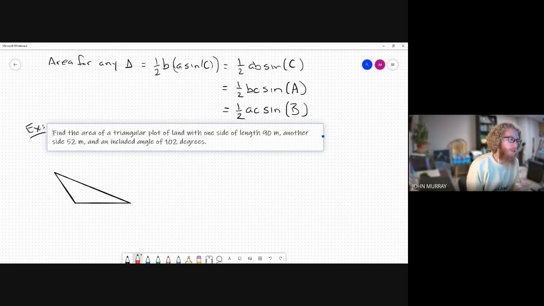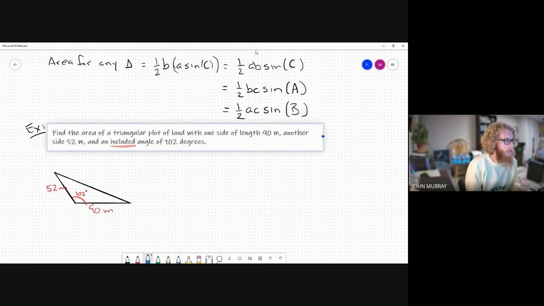So one side is 90 meters, so I'll make the larger side here 90 meters. The other side is 52 meters. Now here, an included angle. Okay, you probably haven't seen that word since geometry. Included means that it's in between two known things. So they're talking about the angle included between these two sides. So this 102 degrees would go here. Right? And this is the setup that you're looking for. This is the setup that gives us what we have here.